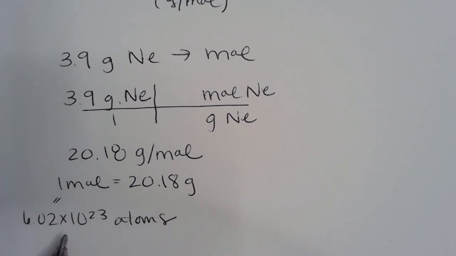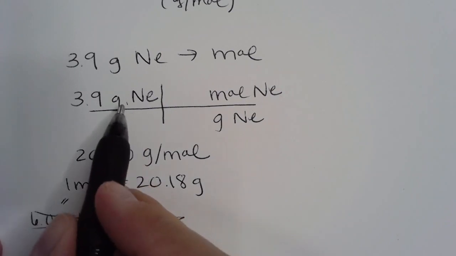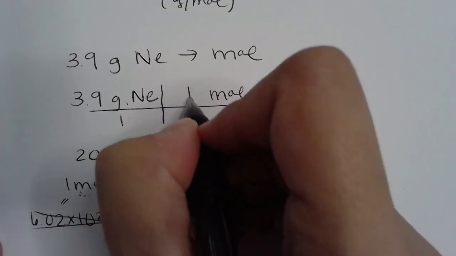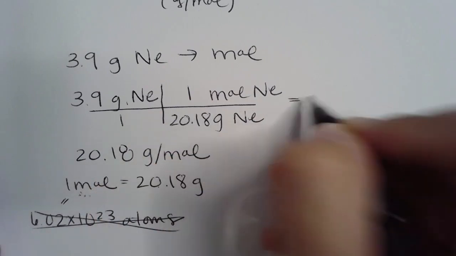You don't need the number of atoms for this particular problem, though, because it's not starting you off with atoms, and it's also not asking you to convert to atoms. So this number doesn't mean anything to us, but that's what the 1 mole part means, is that 1 mole of neon, which is 6.02 times 10 to the 23rd atoms, has a mass of 20.18 grams. Make sure you plug your values in next to the correct unit. So 1 mole has a mass of 20.18 grams.